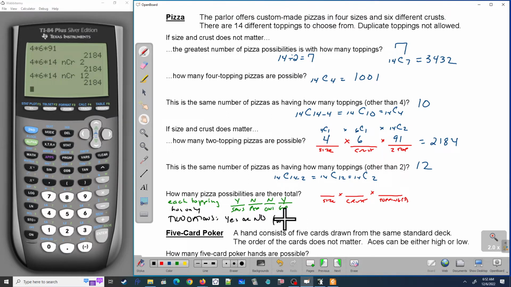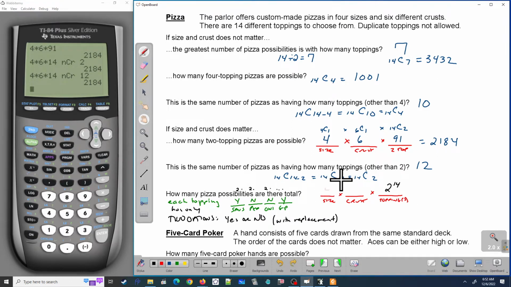This is a with replacement problem because if you say yes to one topping, that doesn't prevent you from saying yes to another topping. And if you recall, that means you would have to be going 2 for the first one, 2 for the second one, 2 for the third one, and you're going to keep doing this. So in the end, you're going to have 2 to the 14th topping possibilities because it's going to be a yes-no situation.